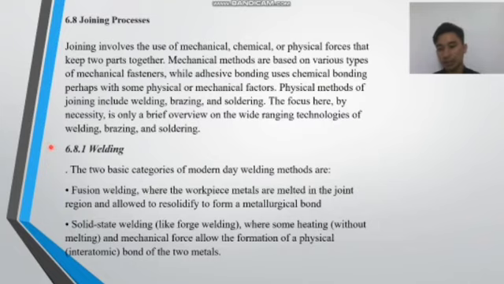6.8.1 Welding. The two basic categories of modern-day welding methods are fusion welding, where the workpiece metals are melted in the joint region and allowed to resolidify to form a metallurgical bond, and solid-state welding, like forge welding, where some heating without melting and mechanical force allow the formation of a physical or interatomic bond of the two metals.